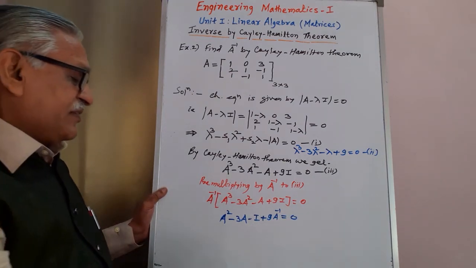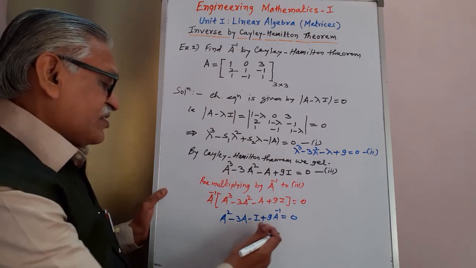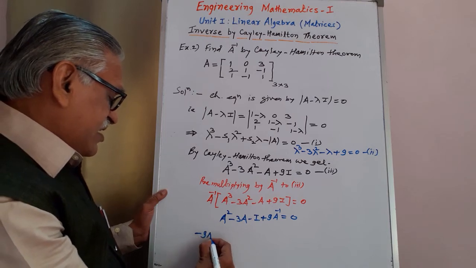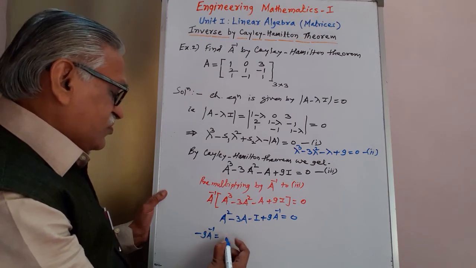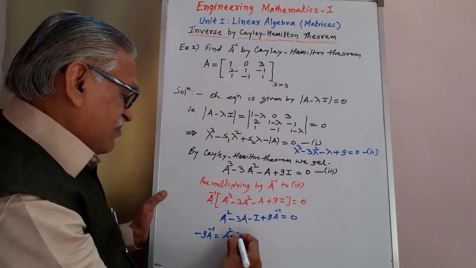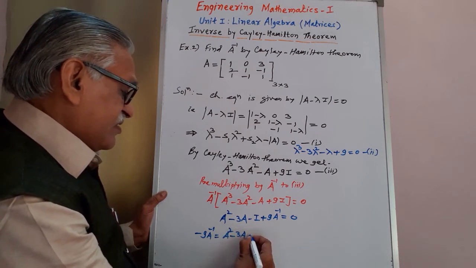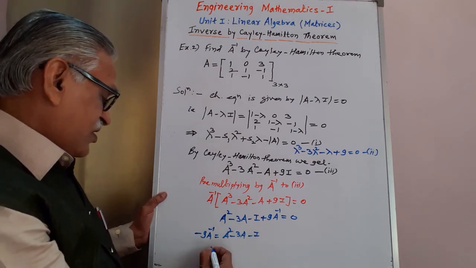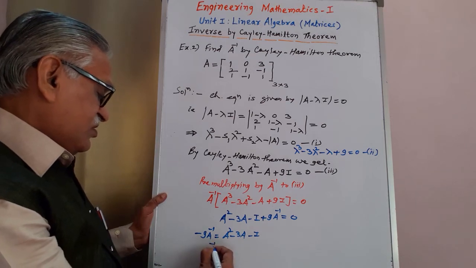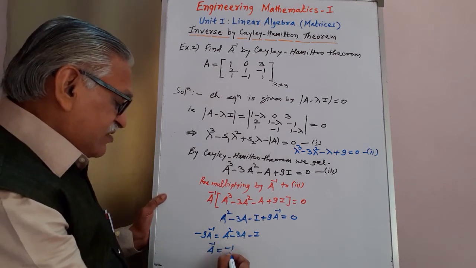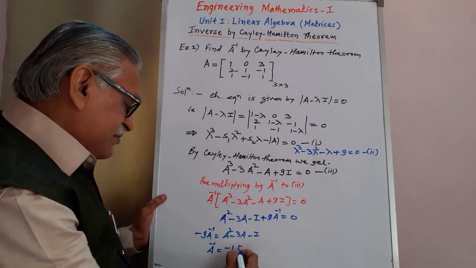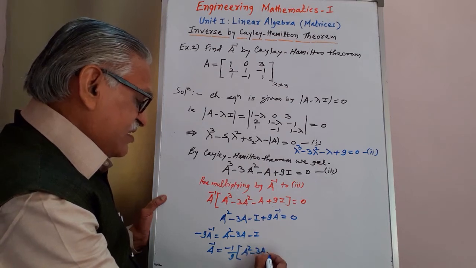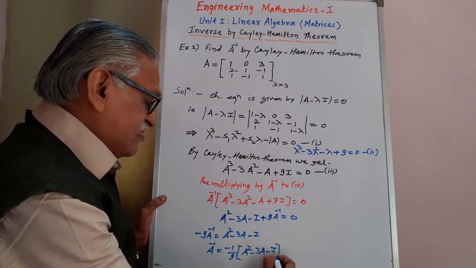Okay, and therefore transferring this to the other side, we get minus 9A inverse is equal to A square minus 3A minus I, and therefore A inverse is equal to, dividing by minus 9, minus 1 by 9 times A square minus 3A minus I.